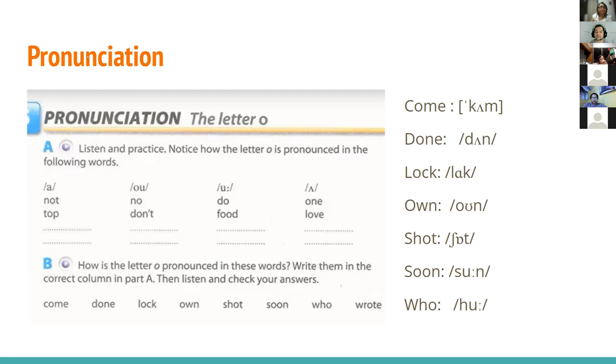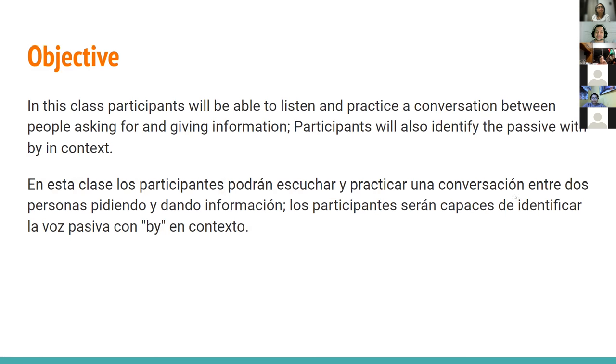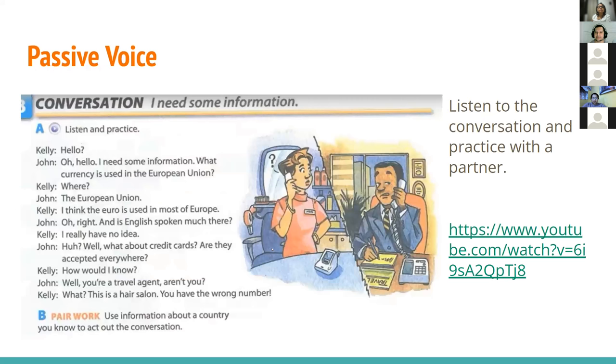Do you have any question? ¿Preguntas? No questions. Very good. Perfect. So we are going to continue with the next objective. In this class, participants will be able to listen and practice conversation between people asking for and giving information. Participants will also identify the passive with by in context.